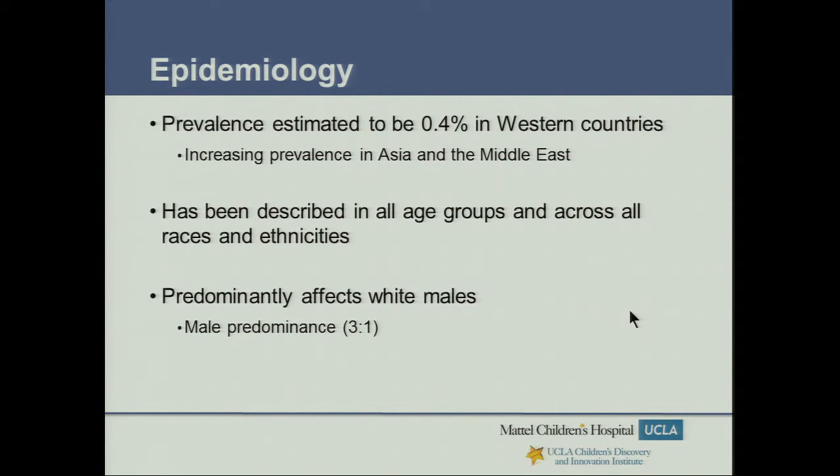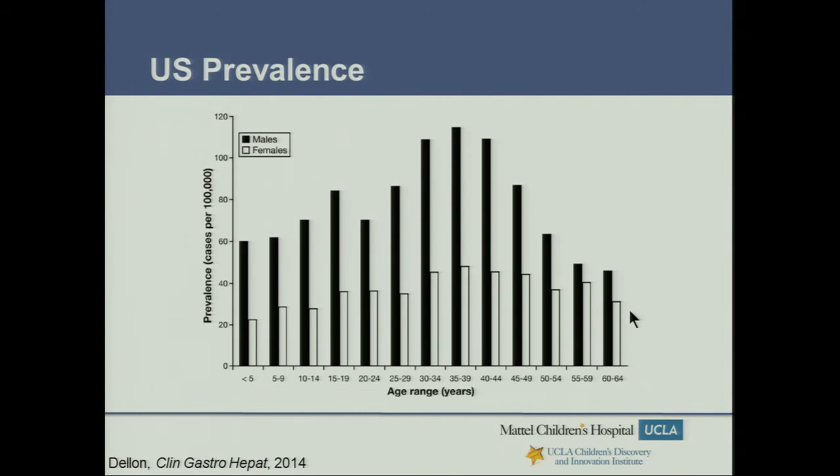It's been described in all age groups, so young children, even infants, as well as adults and elderly patients, and it's also been described across all races and ethnicities. But we do know that it predominantly affects white males, and the male predominance is about 3-to-1. And when you look at the prevalence data from the US, as you can see here, the males are shown in the black bars and the females in the white bars. You again see that there is a male predominance.